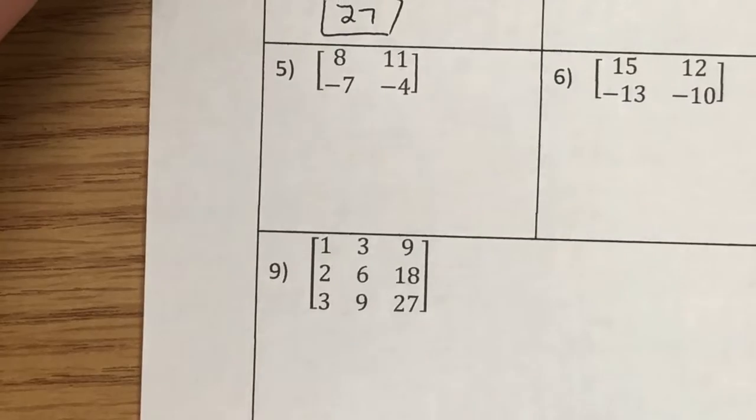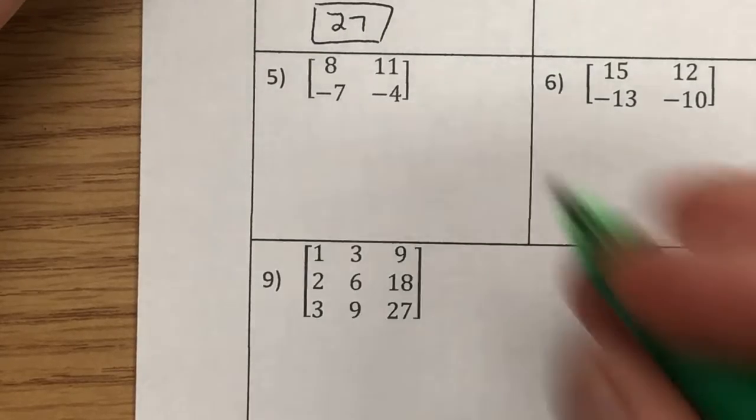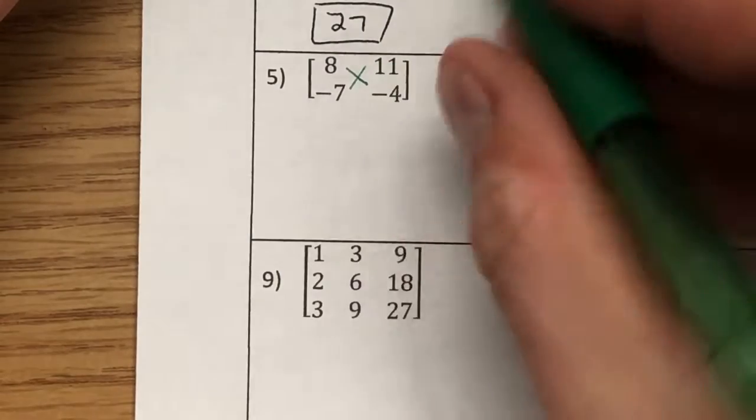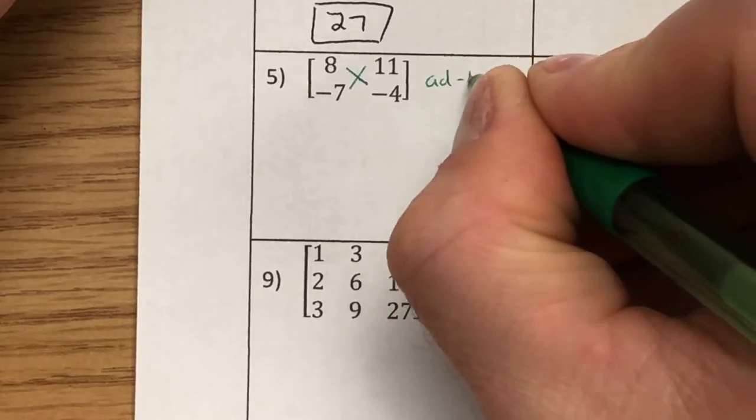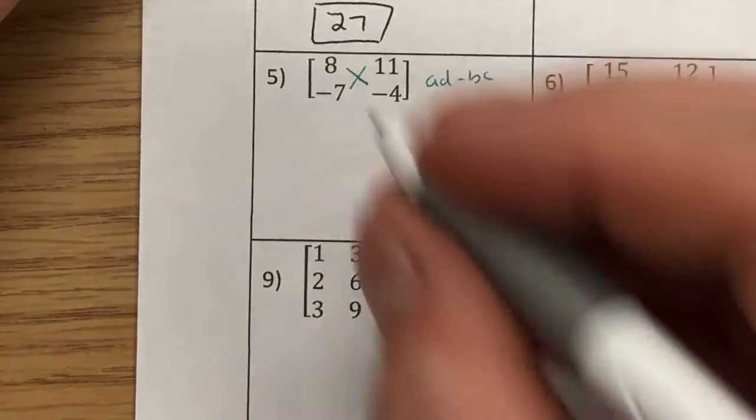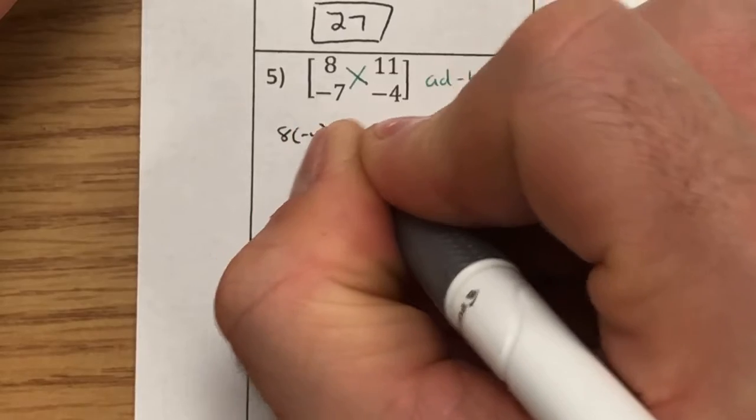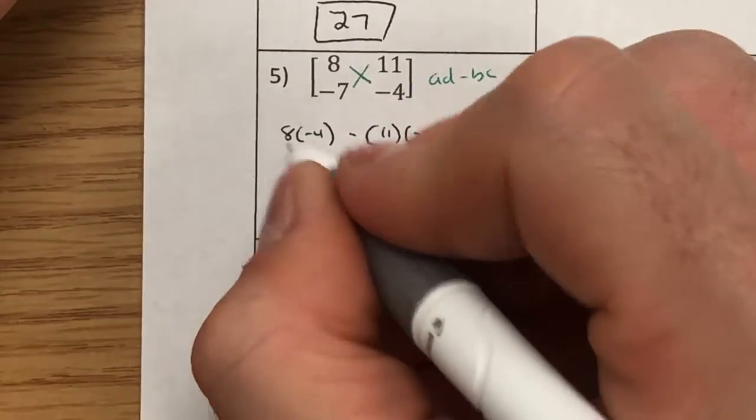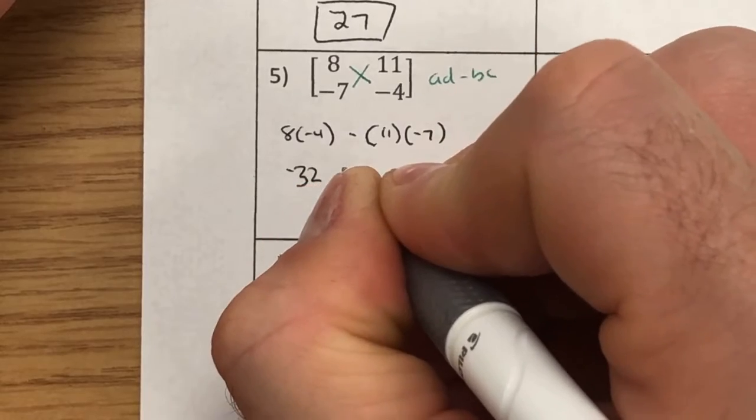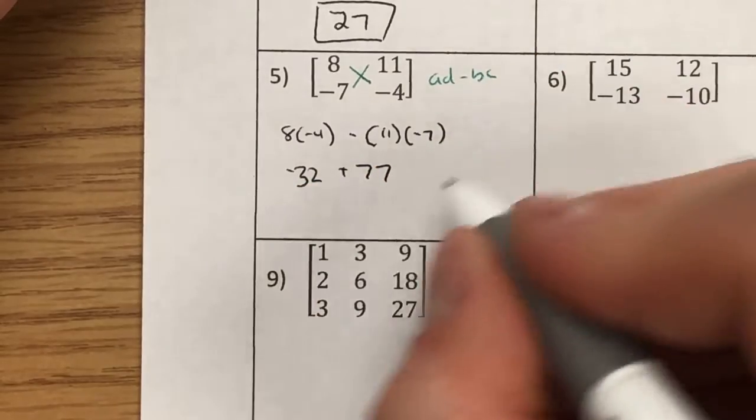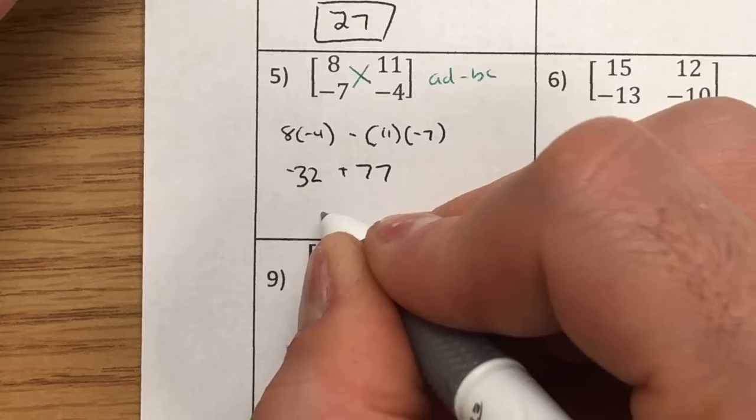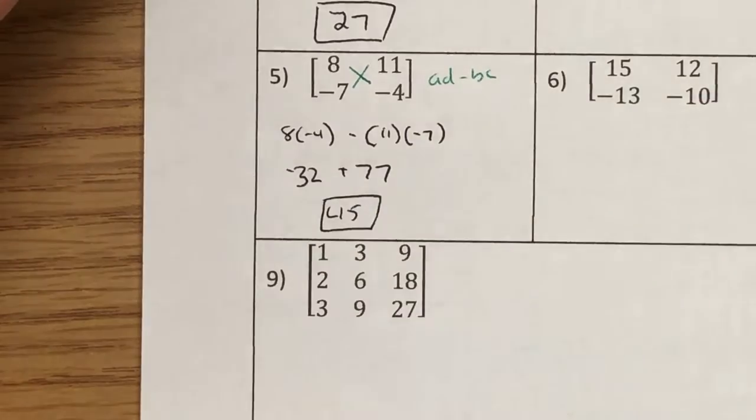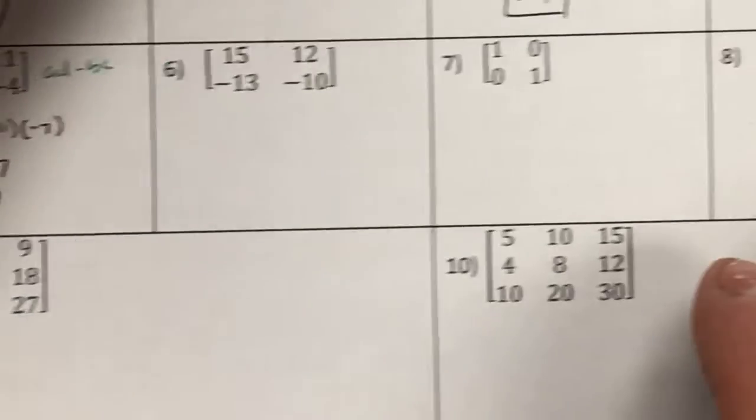Okay? So let's take a quick look at number 5. We know it's AD minus BC. So what we've got is 8 times negative 4 minus 11 times negative 7. So negative 32 plus 77. Let's see, that's going to make it 45. Hopefully you did pretty good there.